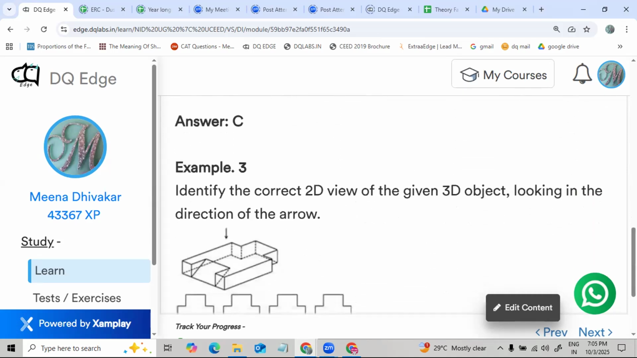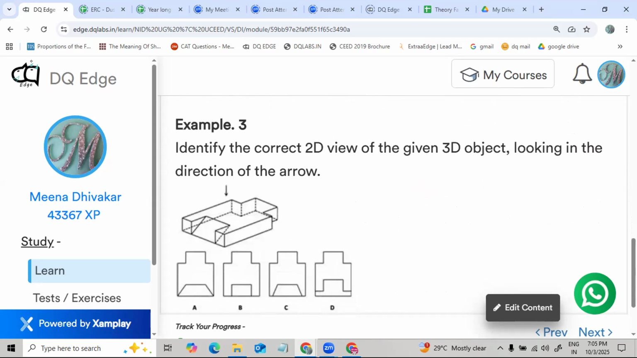Coming to example 3. Identify the correct 2D view of the given 3D object looking in the direction of the arrow. B is correct. Very good. So why is there a slanting surface, and why didn't you go for C? Because we can clearly see the two surfaces. Here, the division is different in D.